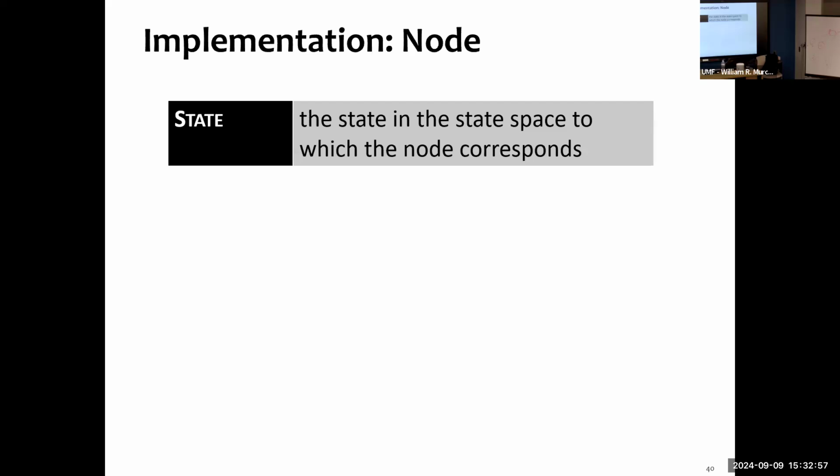So a node has 4 elements. It's a data structure that keeps track of 4 pieces of information. All okay? Okay, great. The first one, first of all, is the state. I need to know the state in the state space to which the node corresponds. I need to be aware of this.